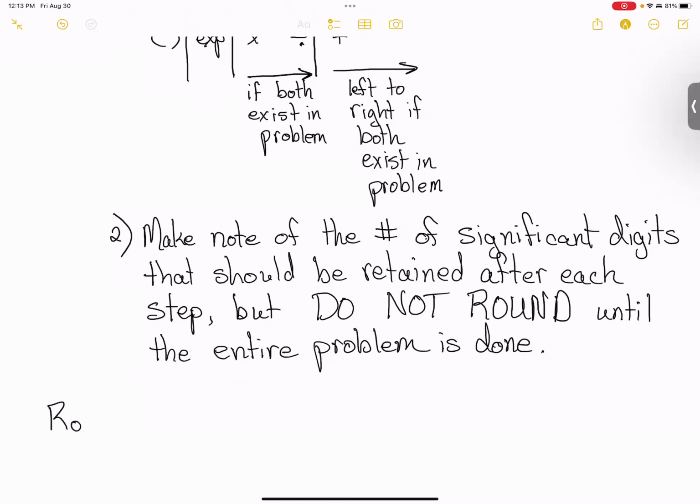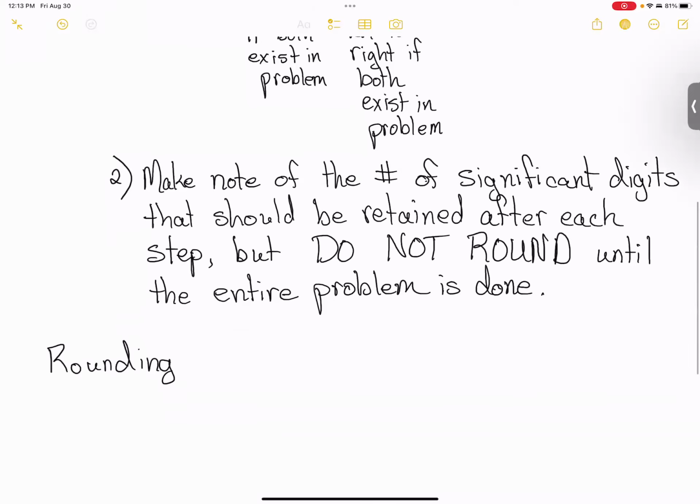Finally, we do round. And there's actually a bigger variety of rules than what I'm going to make you know. But with respect to rounding, the only rules that you need to know are: 4 or less, let it rest. 5 or more, let it score.